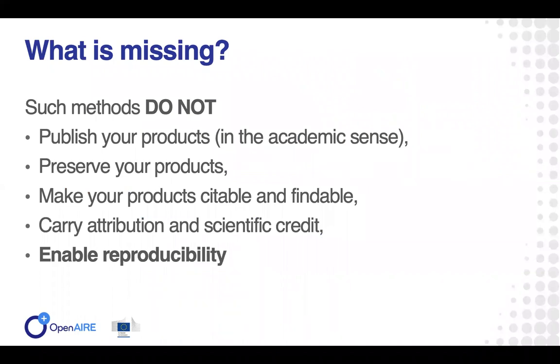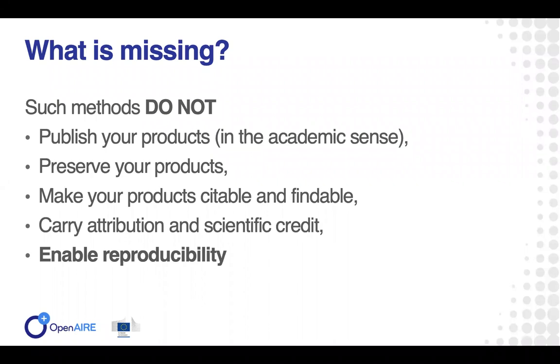Everything that you have seen in the previous slide, so services for data sharing, we're talking about Dropbox, Google Drive, GitHub for software management, they do not publish your products in the academic sense, because publishing means that there is a venue where you publish that is recognized by the academic community, for example, scientific journals. Publishing your products also means that your products can be preserved. And we have seen preserved means that they will be there for a long time.